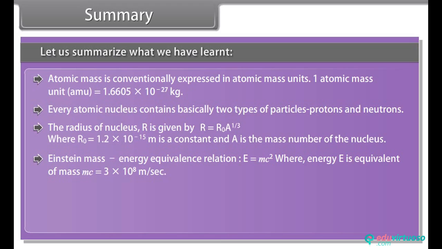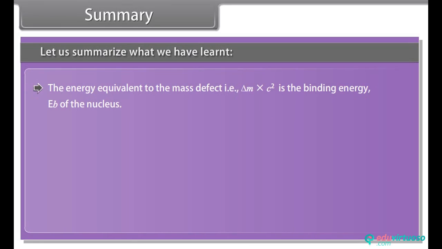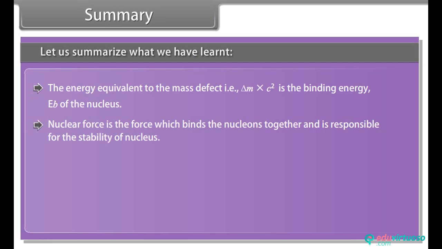The mass of a stable nucleus is less than the total mass of its nucleons. This difference Δm in mass is called mass defect, and the energy equivalent to the mass defect, that is Δm c², is the binding energy, EB, of the nucleus. Nuclear force is the force which binds the nucleons together and is responsible for the stability of nucleus.